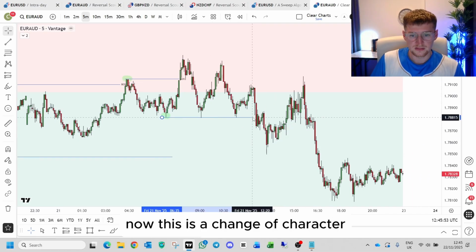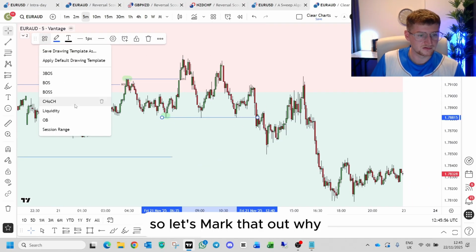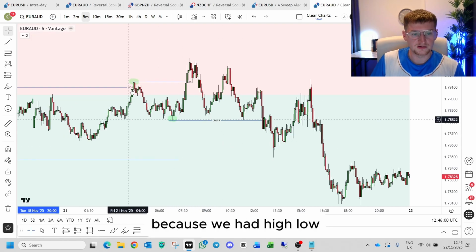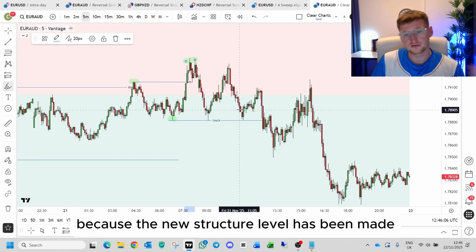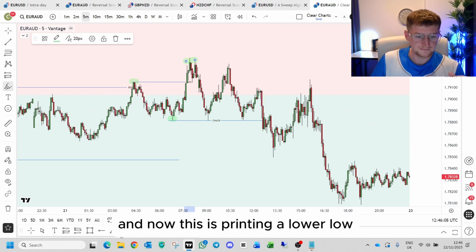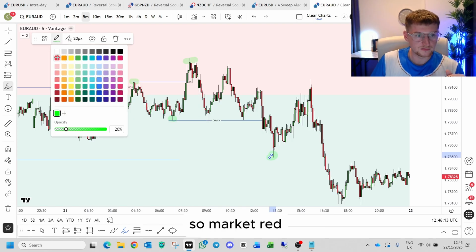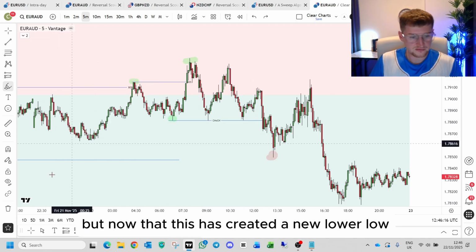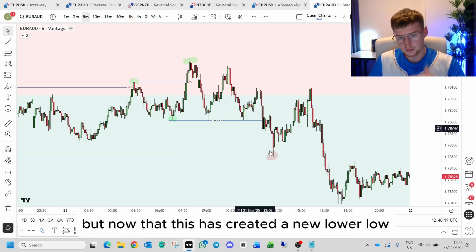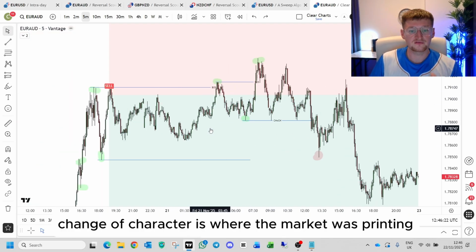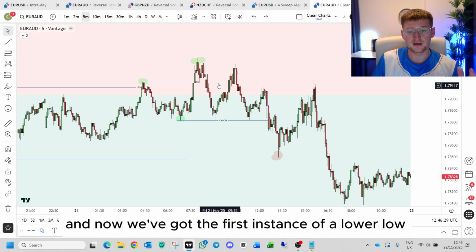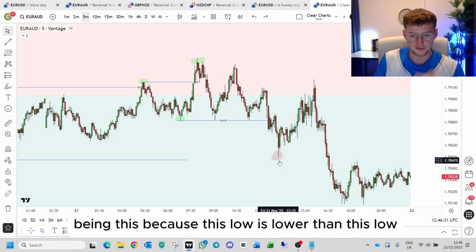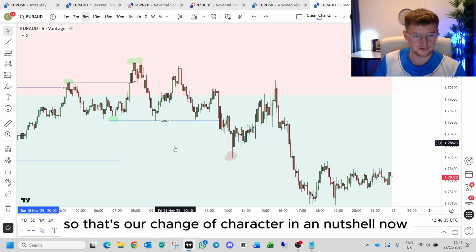Now, this is a change of character. So let's mark that out. Why? Because we had high, low, high, and we can call that high now because the new structure level has been made. And now this is printing a lower low, which ended up being here. So we'll mark it red. But now that this has created a new lower low, that's a change of character. So change of character is where the market was printing higher highs and higher lows, and now we've got the first instance of a lower low, because this low is lower than this low. So that's our change of character in a nutshell.